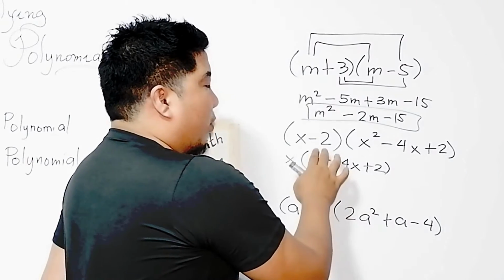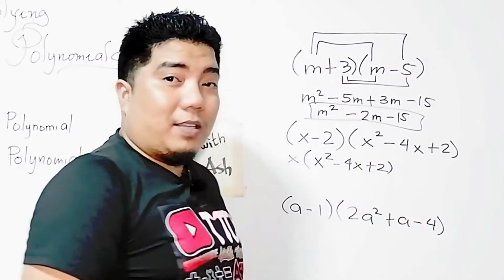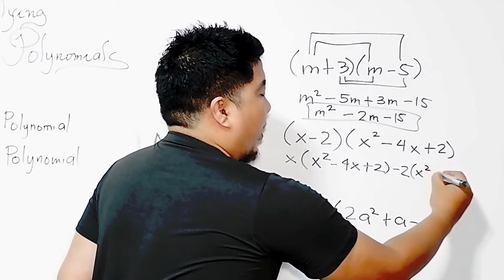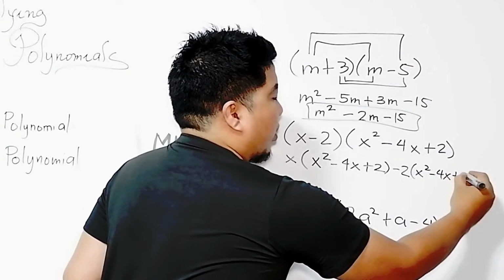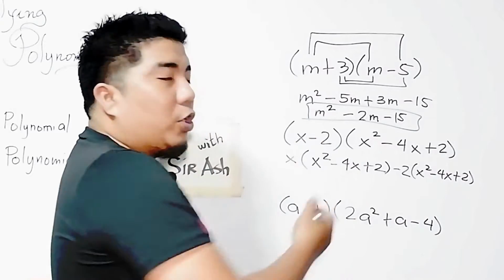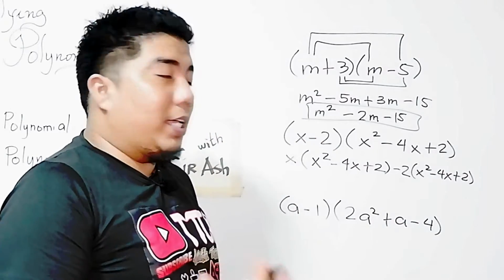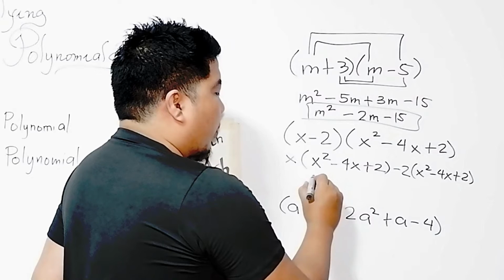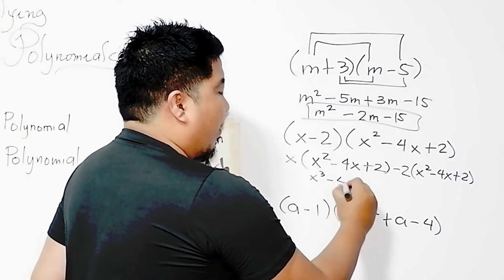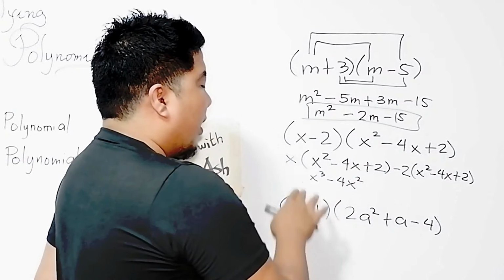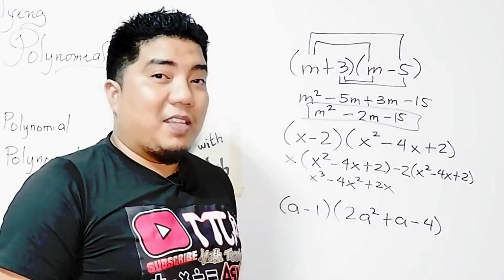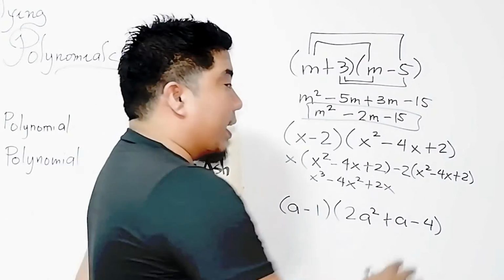And then we have negative 2 multiplied to these 3 terms again. So, we have negative 2 times x squared minus 4x plus 2. This is still in the horizontal method. Okay. So, now, you can apply the distributive property easily. We have x times x squared, that is x cubed. X times negative 4x, that will give you negative 4x squared. X times positive 2, that is positive 2x. Easy, right? Okay. Next, we have the second group.